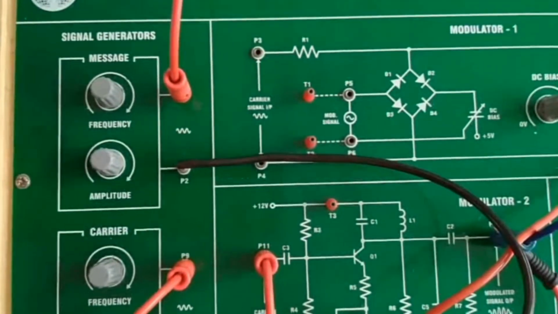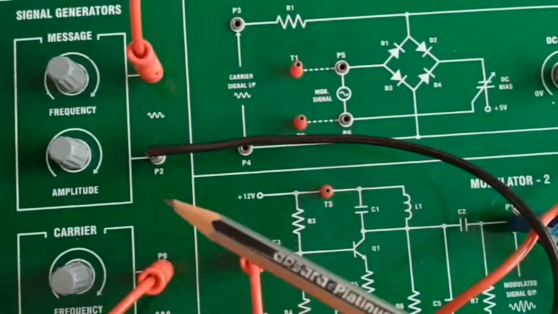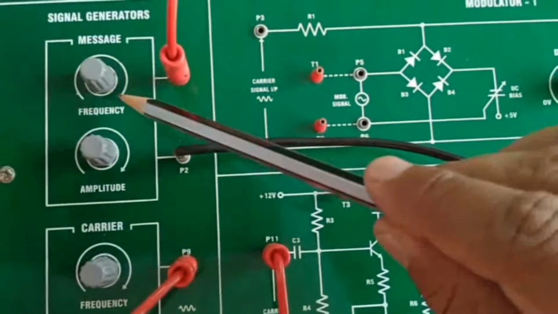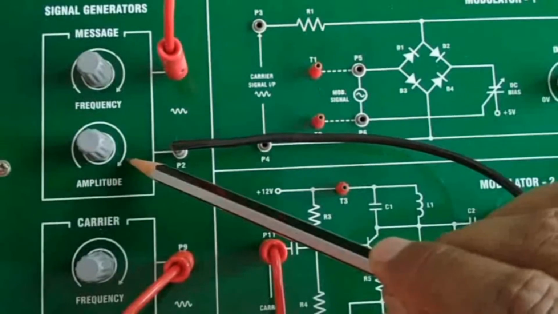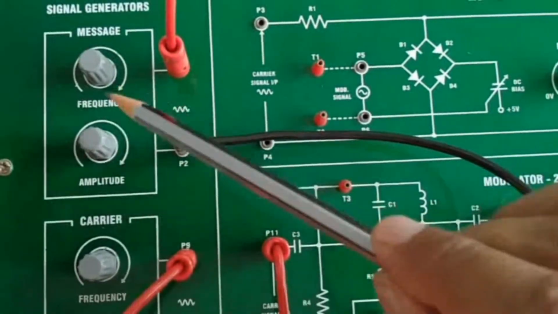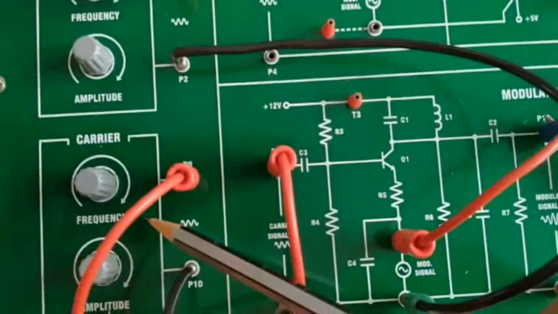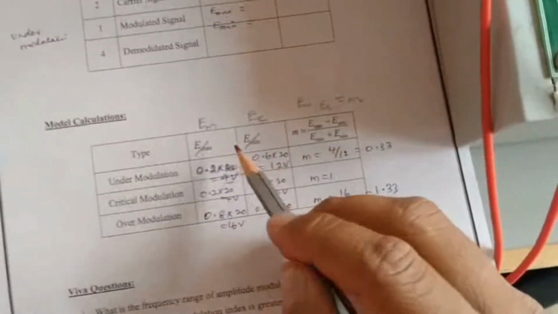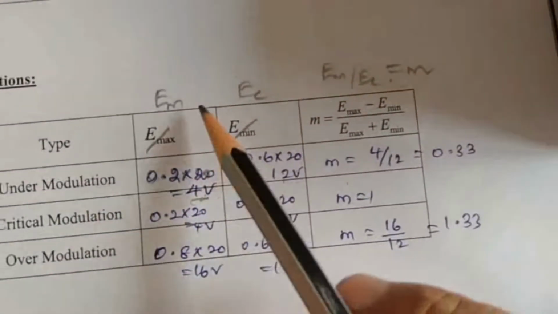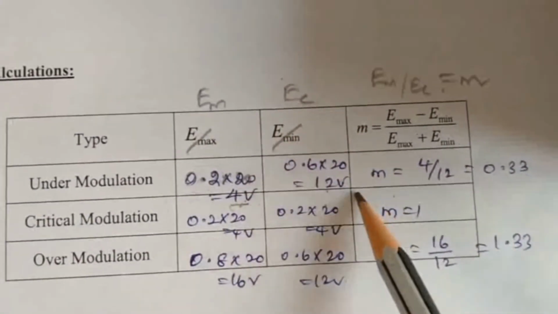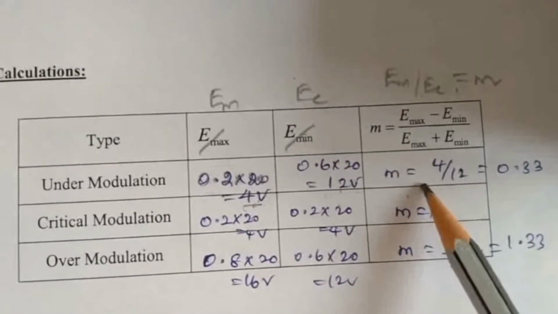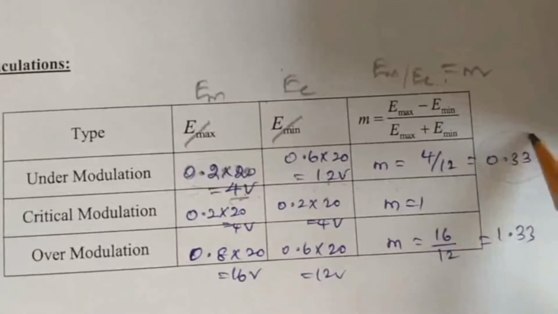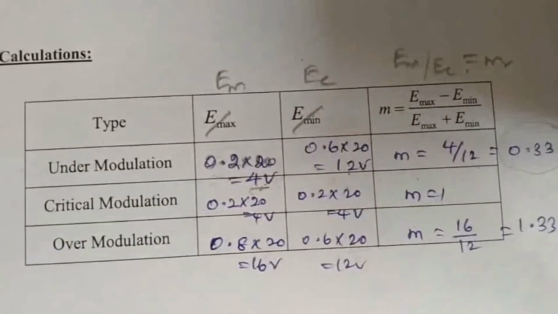So now we are going to observe the output waveform. First let us see the case of under modulation. For that, the message signal amplitude is 4 volt and the amplitude of the carrier signal is 12 volt, right? In this case, the Em value will be 4 volt and the Ec will be 12 volt. So we are going to calculate the modulation index. It is equal to 4 divided by 12, which is 0.33. So it is less than 1, right? That is why this kind of modulation is nothing but under modulation.